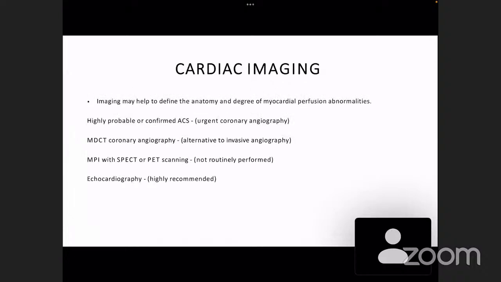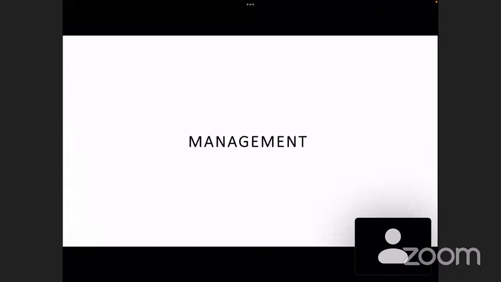Cardiac imaging. Imaging may help to define the anatomy and degree of myocardial perfusion abnormalities. In highly probable or confirmed ACS, urgent coronary angiography should be done. Multi-detector CT coronary angiography is an alternative to invasive angiography. MPI with SPECT or PET scanning is not done routinely. The echo is highly recommended, looking for new regional wall motion abnormalities.